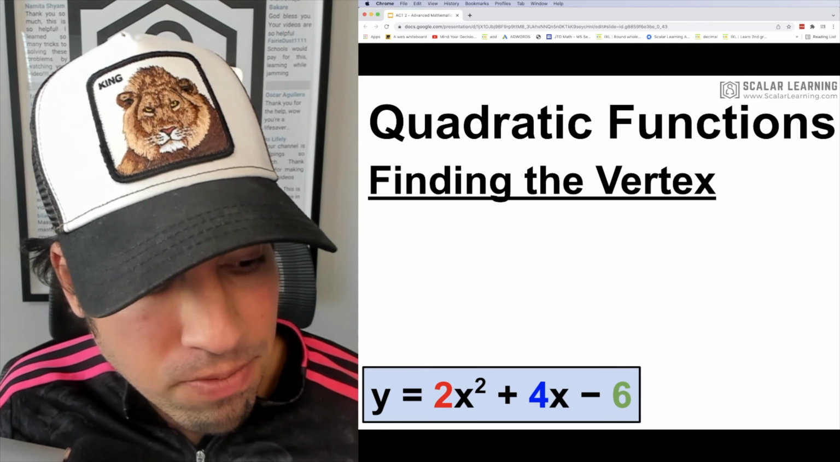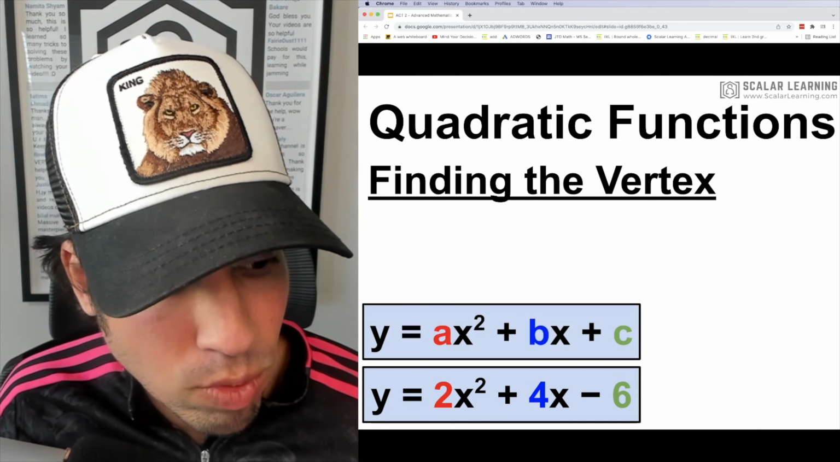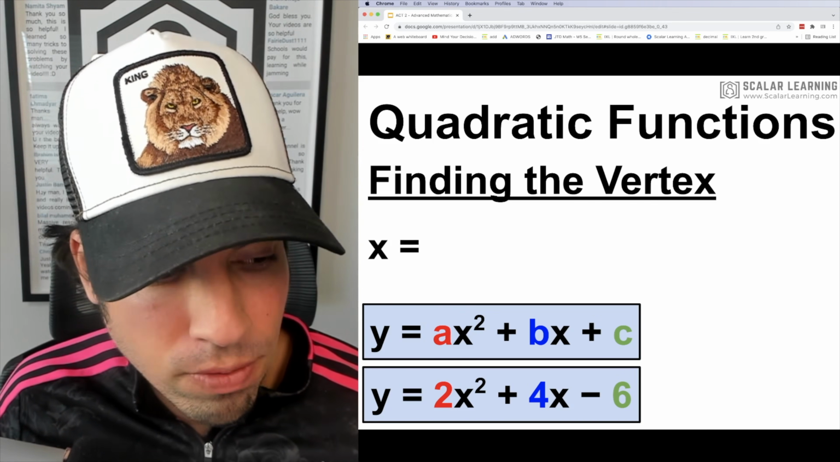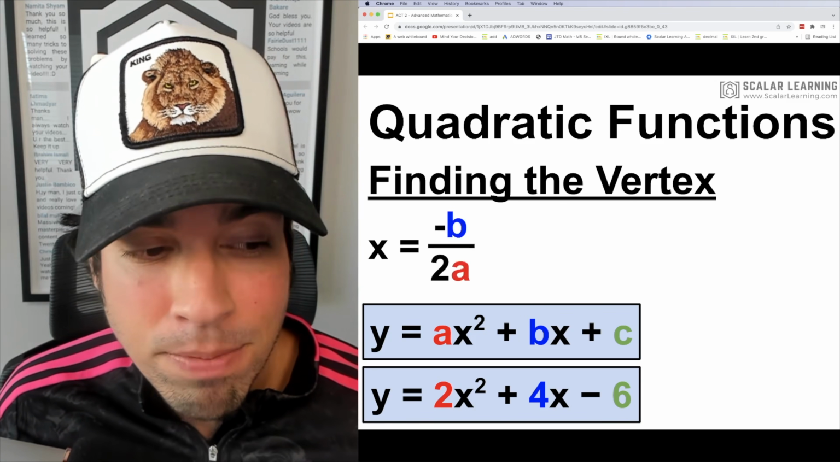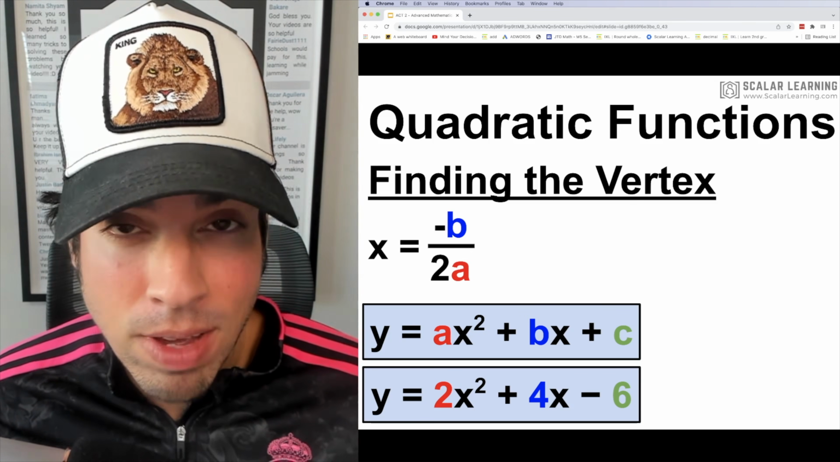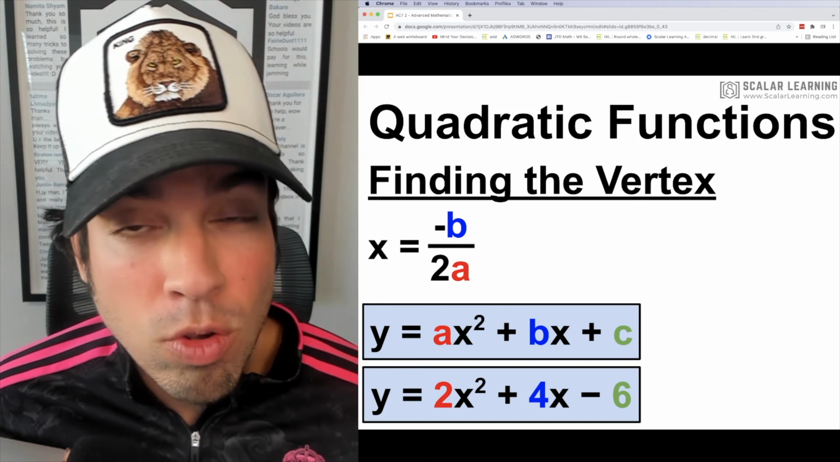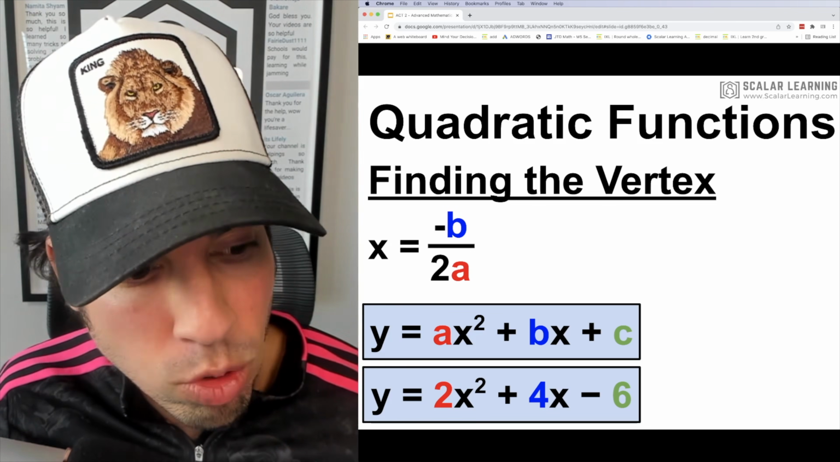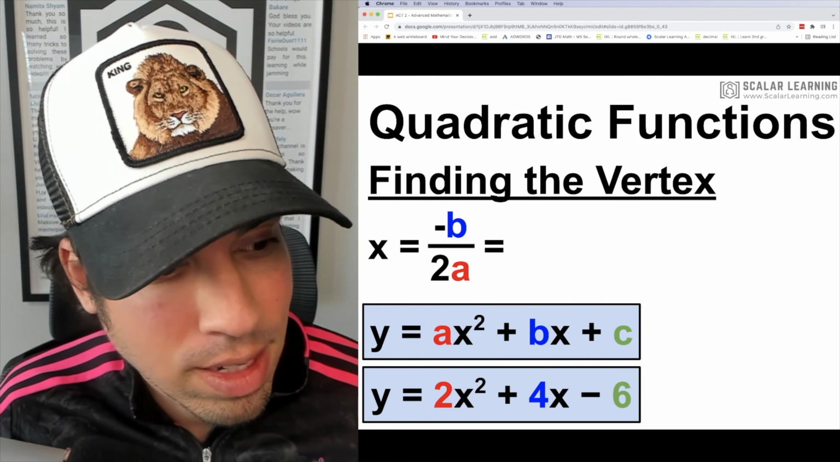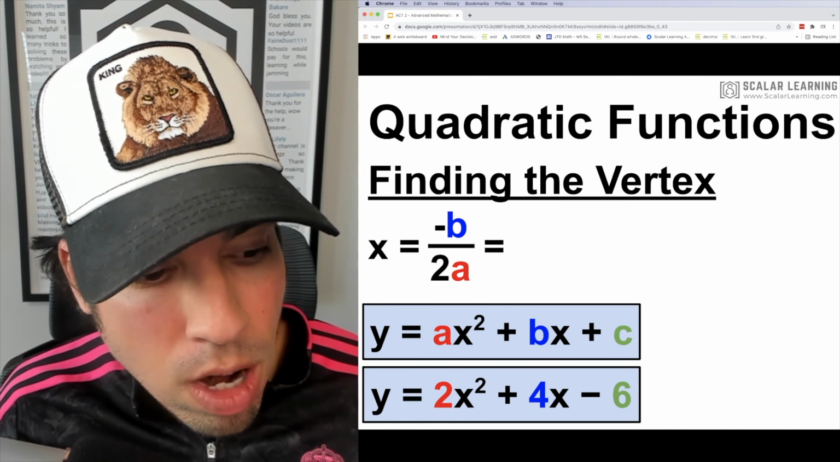So here's our same function, and this is the key, right? If we know that it's in standard form, the vertex is at -b over 2a. And again, that's the x value of the vertex. But once you know the x value, you can plug it in to the function and find the corresponding y value. So in this case, our b value is 4, our a value is 2.